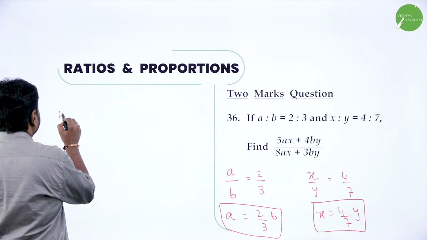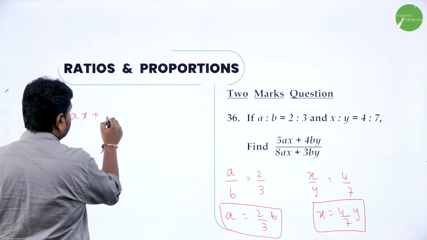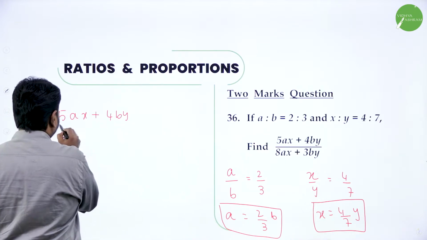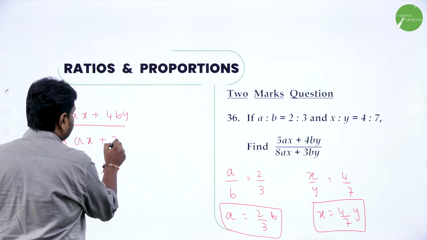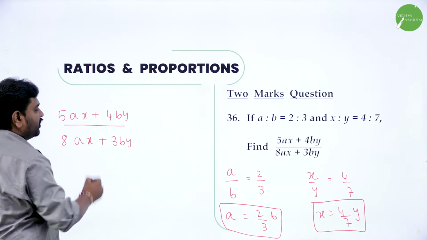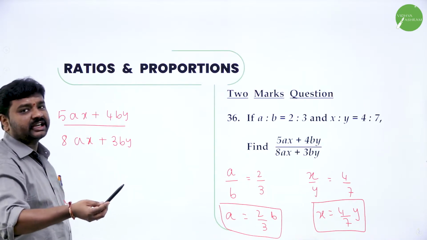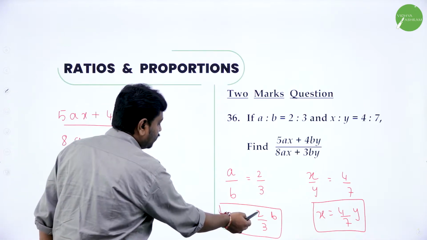So they want you to find 5ax plus 4by divided by 8ax plus 3by. Dear students, here there are two terms, one is ax, the other one is by. That's why we want to convert a in terms of b and x in terms of y. So now what is a? A is 2 by 3b.